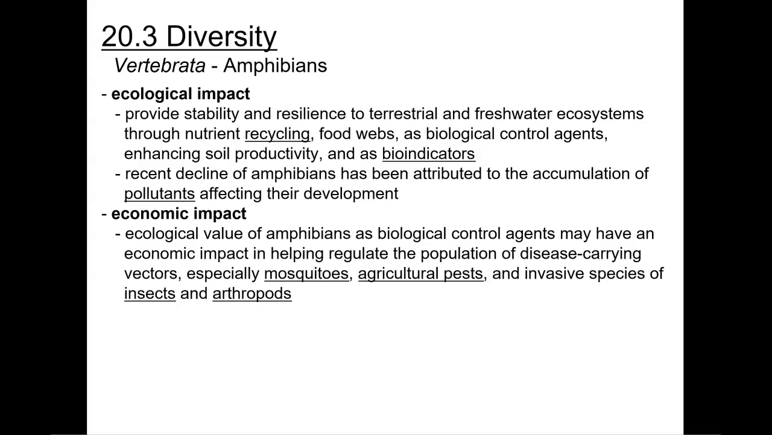With economic impact, we have ecological value of amphibians as biological control agents that may have an economic impact in helping us regulate the population of disease-carrying vectors, especially those in mosquitoes, agricultural pests, and invasive species of insects and arthropods.